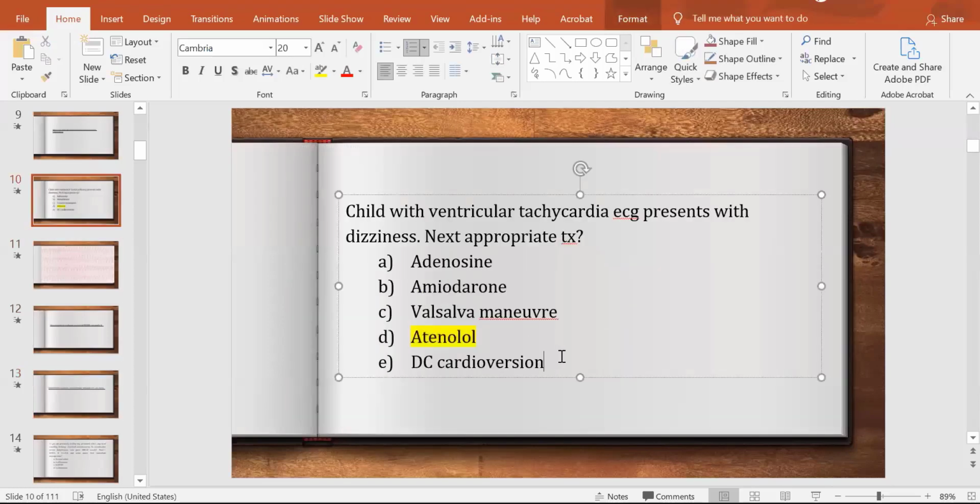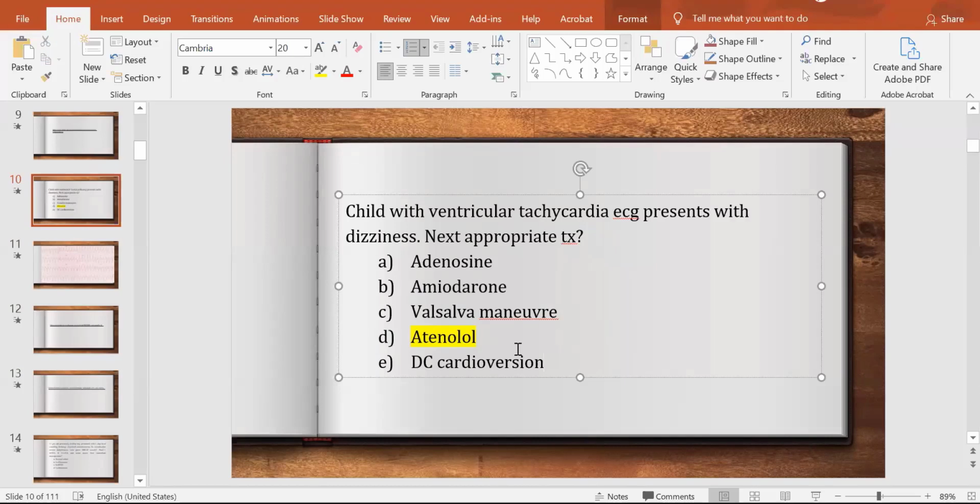All right, we'll keep it as atenolol or beta blocker for the moment. I'll have a look at the guidelines. I don't know if it is there or not. But at the moment, because I can't see any other guidelines saying adenosine for ventricular tachycardia, it's better to stick to the e-medicine guideline.